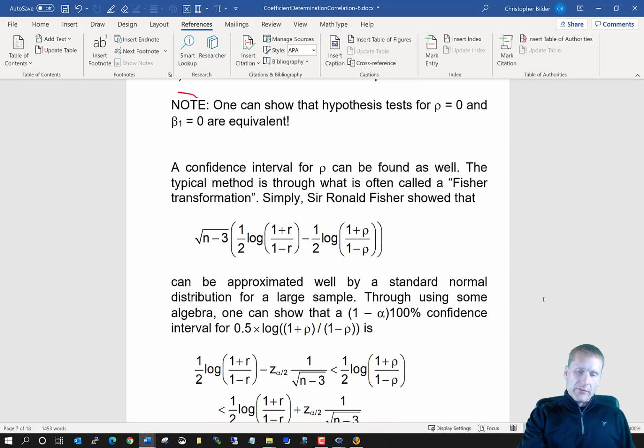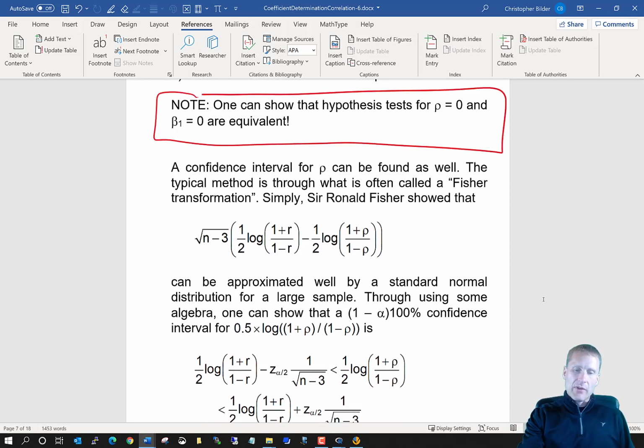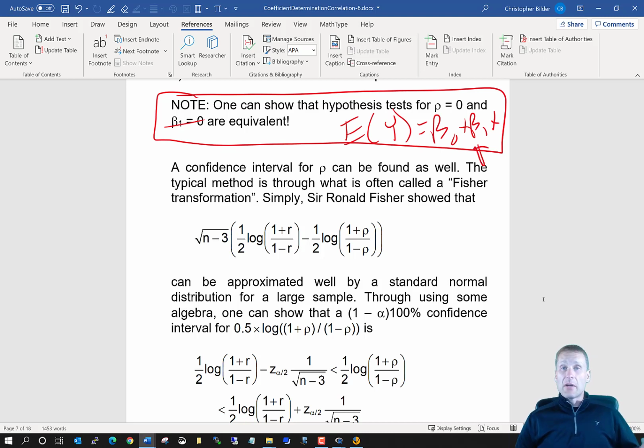Now, what's interesting is, despite us not doing an actual regression model, this hypothesis test is exactly equivalent to doing the hypothesis test for beta 1 equal to 0. And hopefully that makes some intuitive sense why that would occur. Because in terms of the population regression model, if beta 1 is equal to 0, what we would expect y to be on average is not going to change as a function of x. So it makes some intuitive sense for that to occur.